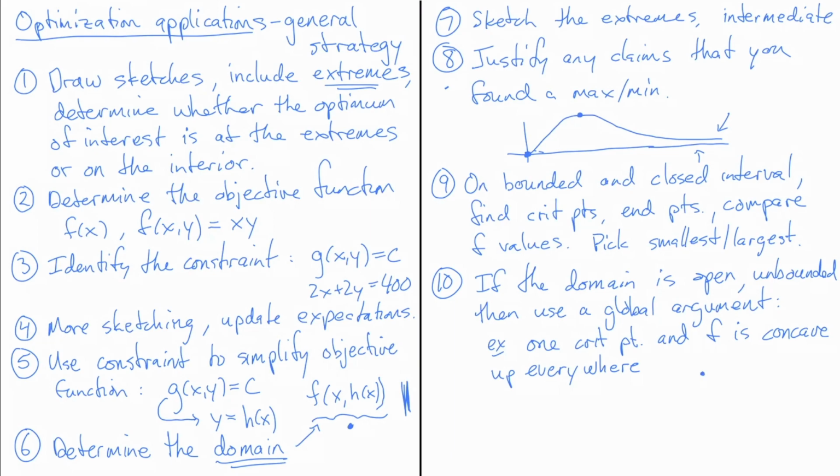So that means that you have some critical point, a flat spot, and it's concave up on this side and concave up on that side forever. There's no way it can turn around. There's only one critical point, and so this must be the min. So this is the type of argument that you might have to come up with if you're not dealing with a bounded and closed interval like in option 9. Okay, so that's the general overall strategy. I will leave the video off here, and then I'll do another video with some examples where I walk through each of these steps.